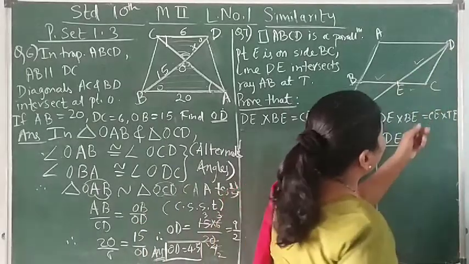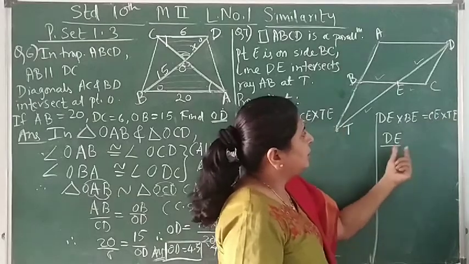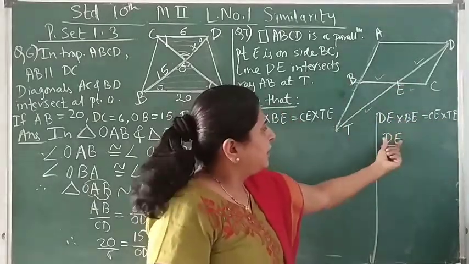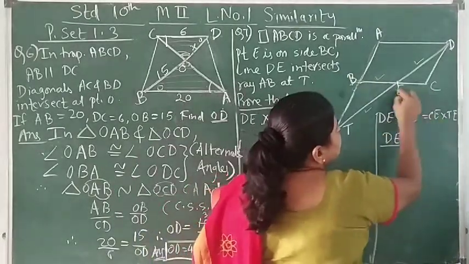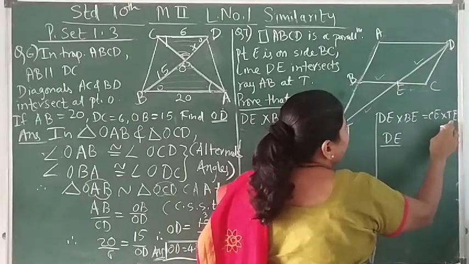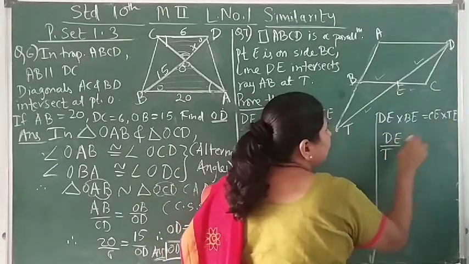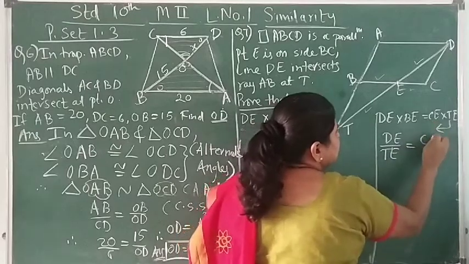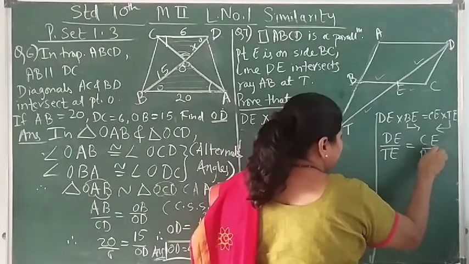Okay, now from this side, try to get such a segment over here which is not in the triangle where that DE is lying. So CE is from the same triangle, so don't take CE here. Try to take TE, which is from the other triangle. So if we can prove DE upon TE is equal to CE upon BE, it will become a division on that side.